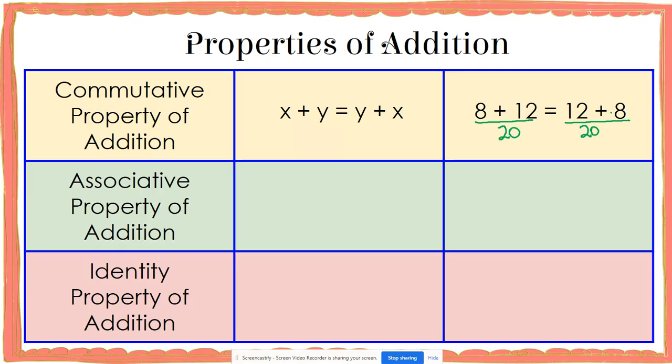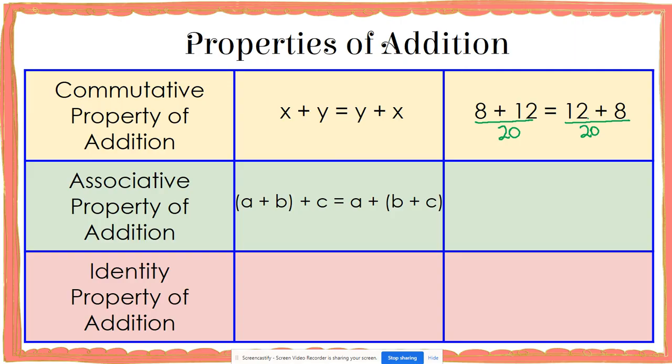Next, we have the associative property of addition. The associative property of addition tells us that we can group numbers that are being added in different orders or in different groups, and they will still give us equivalent answers. So an example of this would be (a plus b) plus c equals a plus (b plus c).